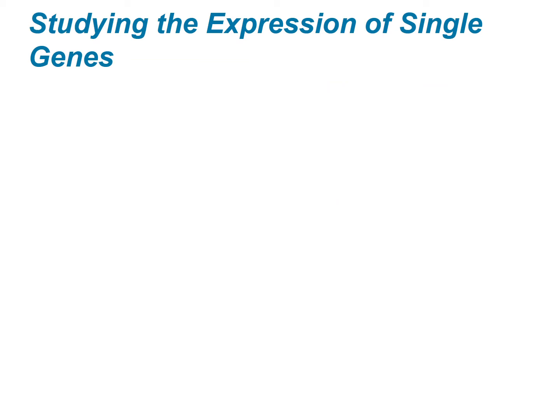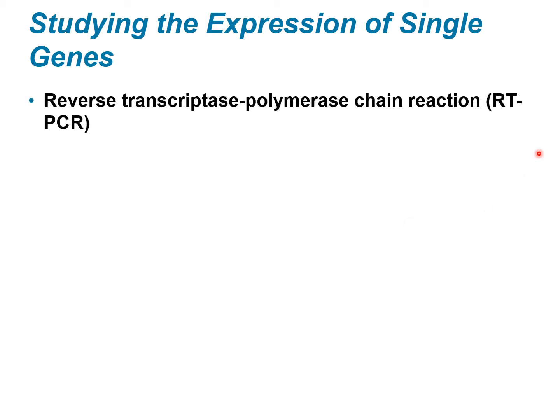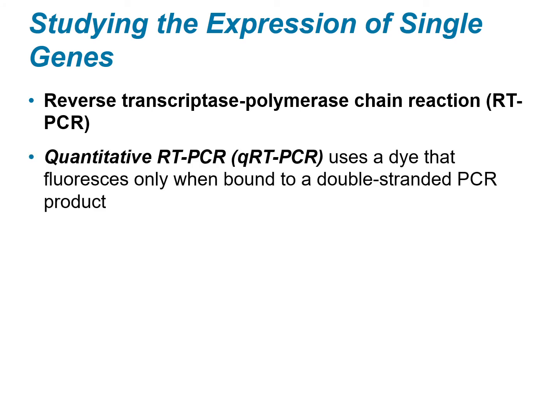So let's talk about the studying of a single gene in terms of its expression. We can perform a modification of PCR called reverse transcriptase polymerase chain reaction, or RT-PCR. There's another format of it, called quantitative RT-PCR, or qRT-PCR. This method uses a dye that fluoresces only when bound to the double-stranded PCR product.